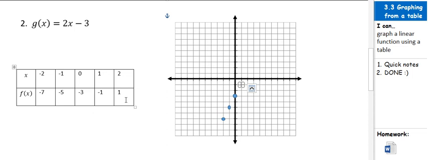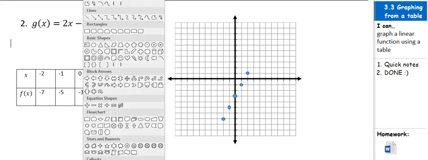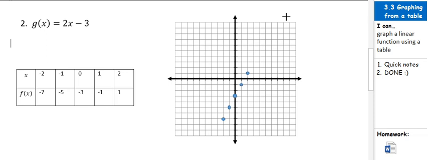Now I have 2, 1, means I'm going to go right 2 from the origin, then up 1. There I have my 5 points and they go in a straight line. So I'm going to connect my points with my straight line. It is really important that we draw that straight line. We don't just leave it as the 5 points because we need a linear function. So I need a whole straight line.